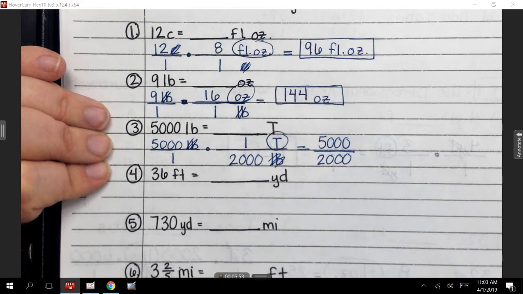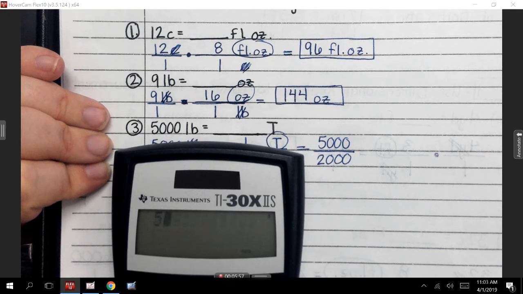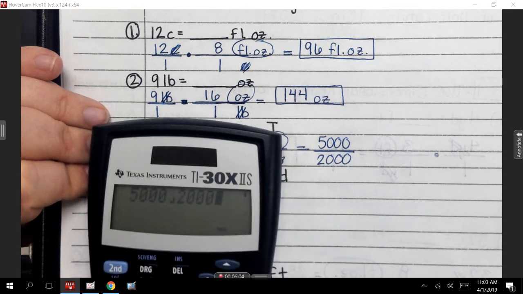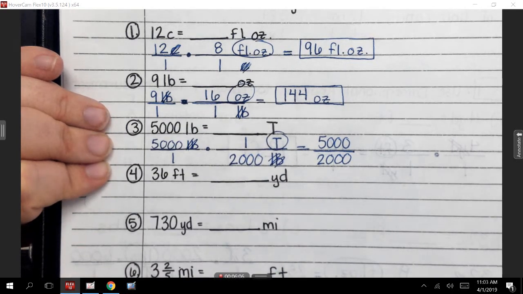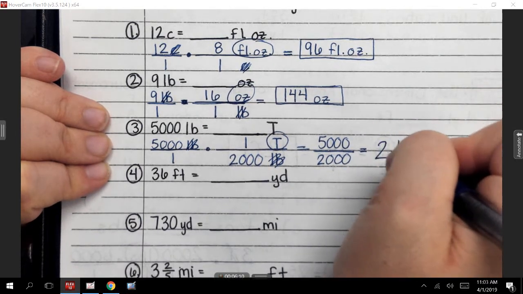All right. But remember, guys, you can type that in your calculator. Type 5,000, hit your fraction button. You have to use that fraction button, okay? And then 2,000. And what does that give me when I type that in? Sean? 2.5.